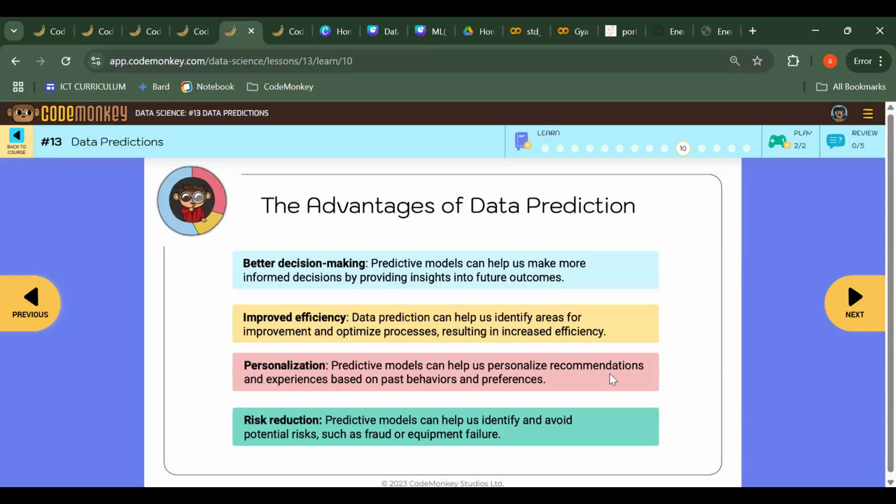The patient has symptoms, so you will give advice to prevent it. It will help with risk reduction. Those are all helped by data predictions.